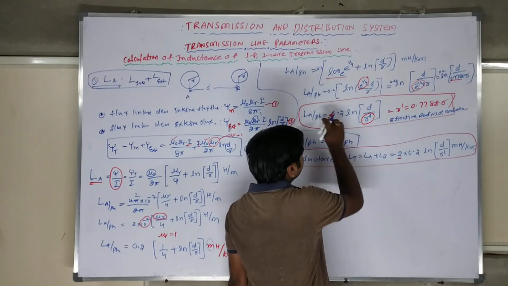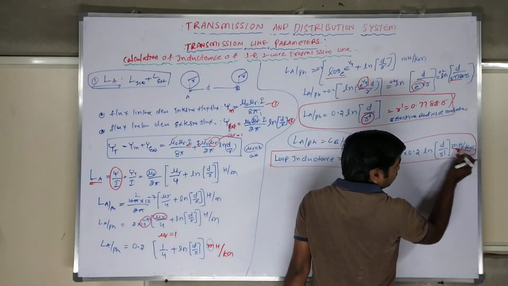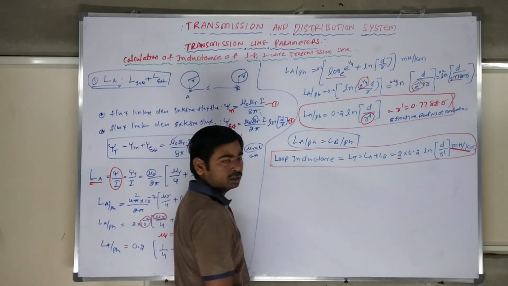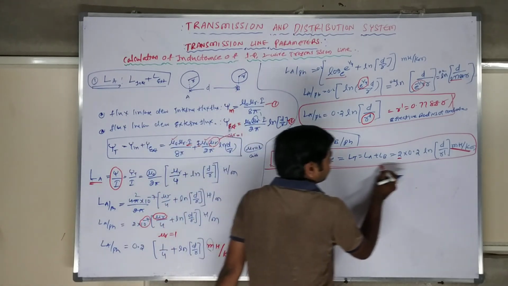Loop is nothing but 2 times. If they ask for a single conductor, you can do that. This is very important: millihenry per kilometer. In examinations, units are very important. I hope you are understanding. This is the single phase case.